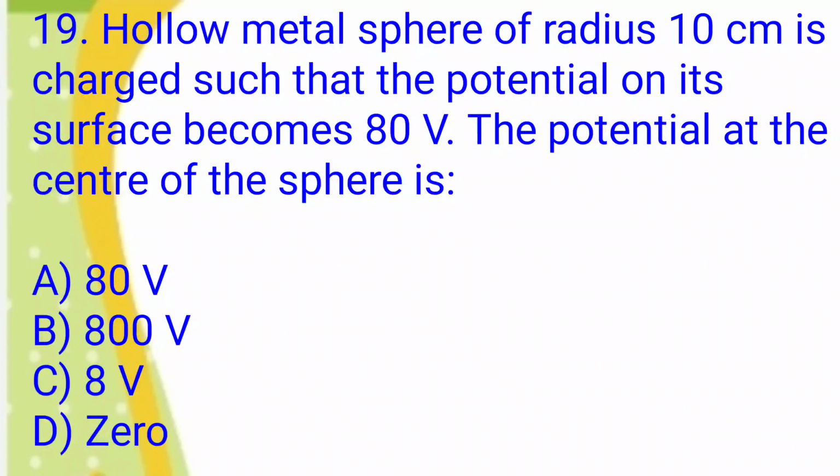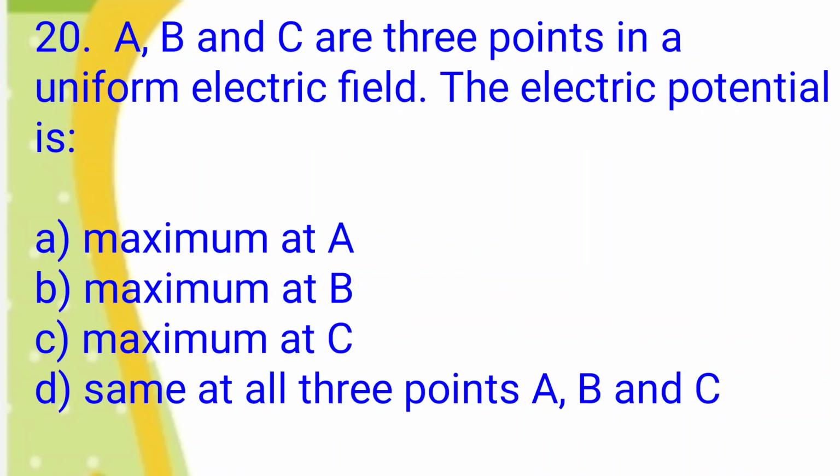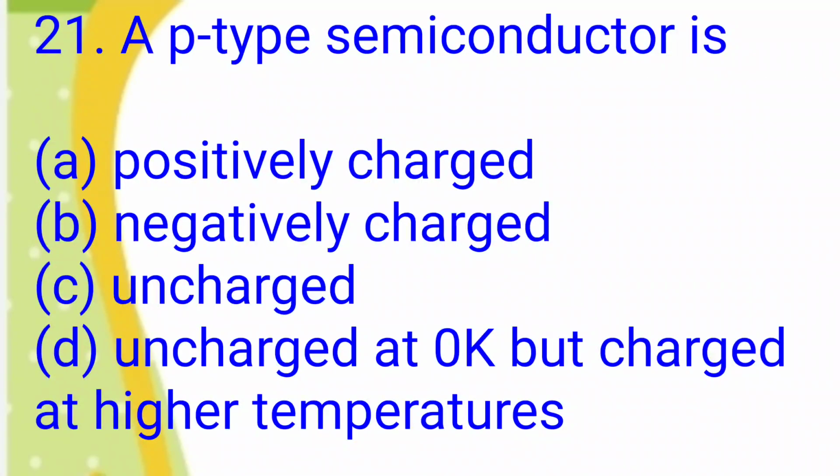A hollow metal sphere of radius 10 cm is charged such that the potential on its surface becomes 80 volt. The potential at the center of the sphere is 80 volt. A, B and C are 3 points in the uniform electric field. The electric potential is maximum at point P. A p-type semiconductor is uncharged.